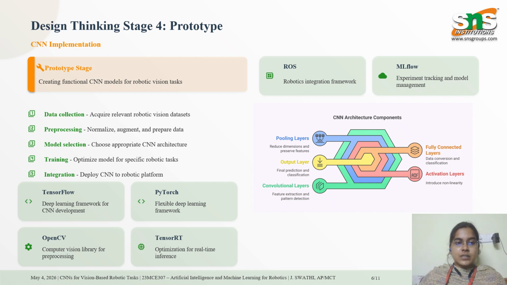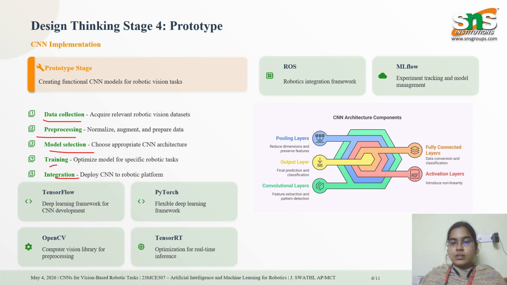Coming to the prototype stage, the flow is data collection, pre-processing, model selection, training, and integration. We acquire the relevant datasets, normalize, augment and prepare the data. We choose an appropriate CNN architecture, optimize the model for the specific robot task, and deploy that CNN to the robot platform. For that deployment, we use TensorFlow, a framework for CNN development, PyTorch, a flexible deep learning framework, OpenCV, a computer vision library for preprocessing, and TensorRT, optimization for real-time inference.